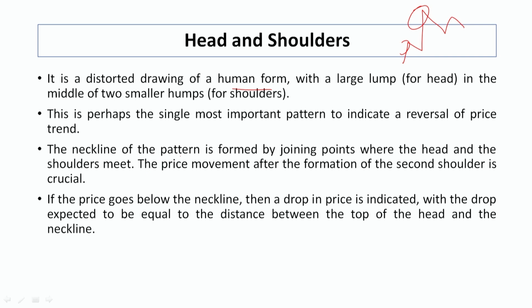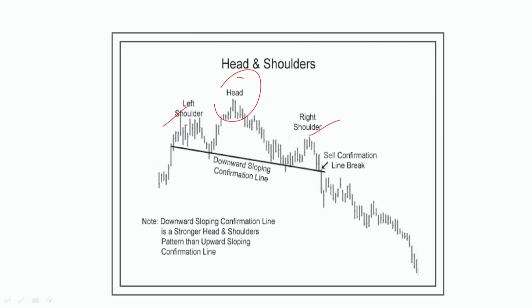The neckline of the pattern is formed by joining the points where the head and shoulders meet. The price movement after the formation of the second shoulder is crucial, because this is the left, this is the head, and this is the right. After this point, whatever changes occur in the pricing pattern, on the basis of that we take certain types of decisions. So in this figure we can easily identify that this is a particular price pattern, and after a trader identifies that this is a head and shoulders movement, we can go for checking the signals they are generating.